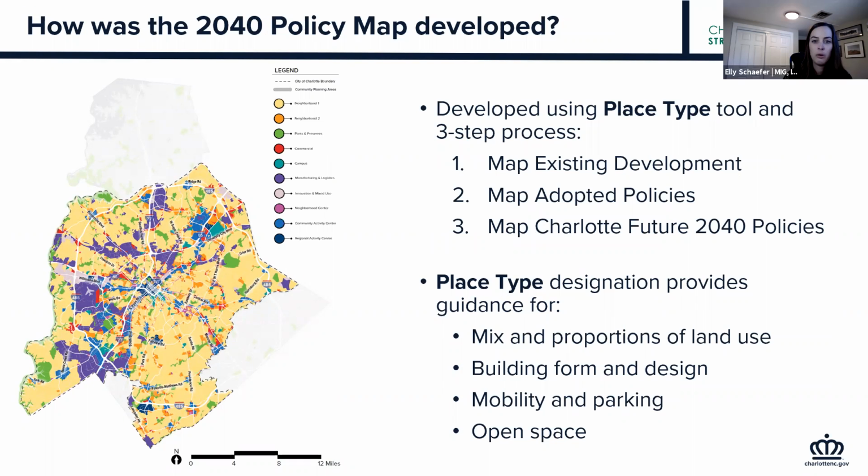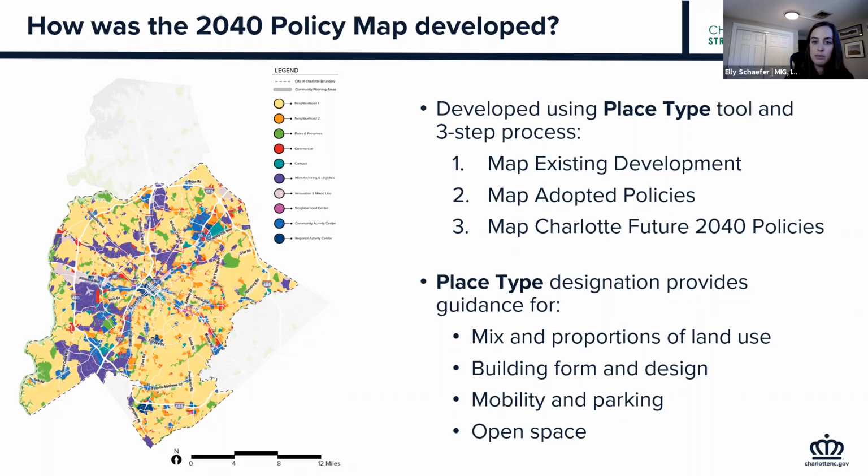The 2040 policy map was developed using a new tool called place types and followed a three-step process. So place types are a new classification system to organize patterns of development. They're not zoning districts. Place types are more complete and holistic than the city's current classification system, which is called future land use. Place types provide guidance for the mix and proportions of land use, building form and design, mobility, and open space. The place types tool was vetted by the community during the development of the comprehensive plan. Stakeholders provided input on the types of places that are right for Charlotte. And then the 2040 policy map applies the place types vetted during the comprehensive plan to specific geographies throughout our community.